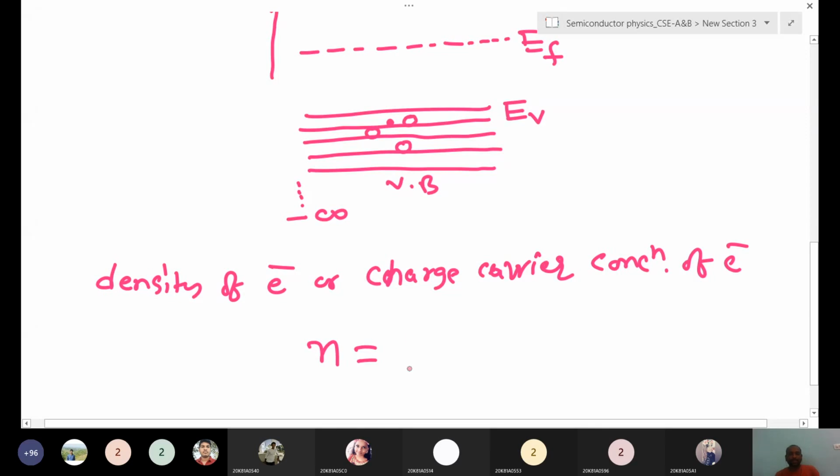What is the lowest energy? EC, not EF. EF is the Fermi level. EC is the lowest energy. The Fermi level indicates mainly how many electrons there are.